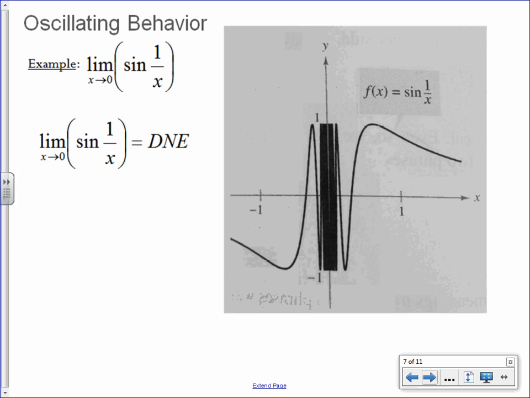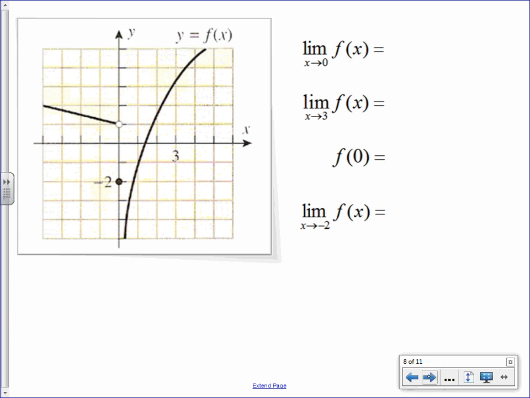Okay. Here I have a graph. I would like you to evaluate these 4 things. So first, I would like you to do it on your own.